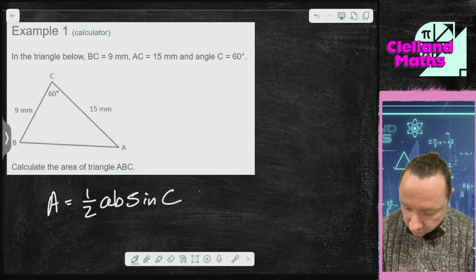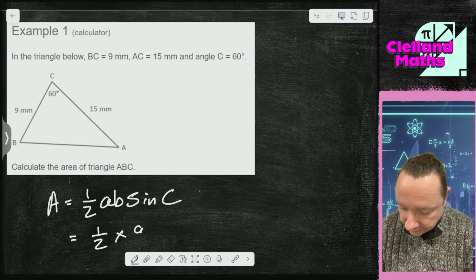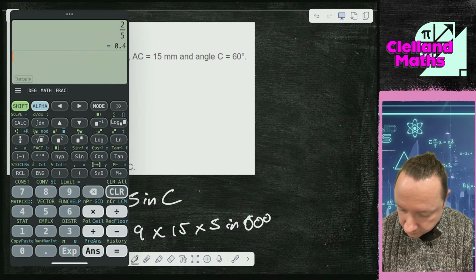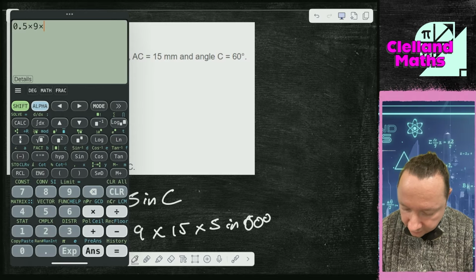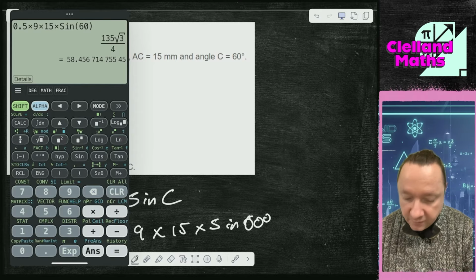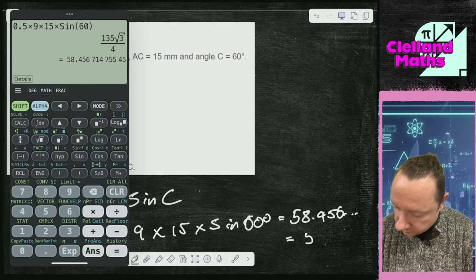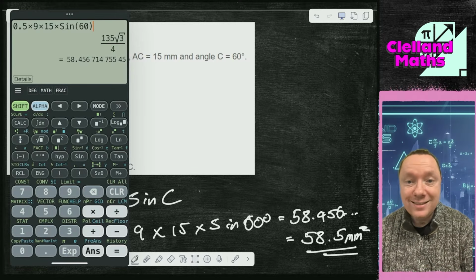So that's a half times 9 times 15 times sine 60. We'll just get a calculator to work that out. A half is 0.5, so I always just type that in, times 9 times 15 times sine 60 is 58.456, which we can just round if you want to 58.5 millimetres squared. Make sure you've got your units, and we're done there.